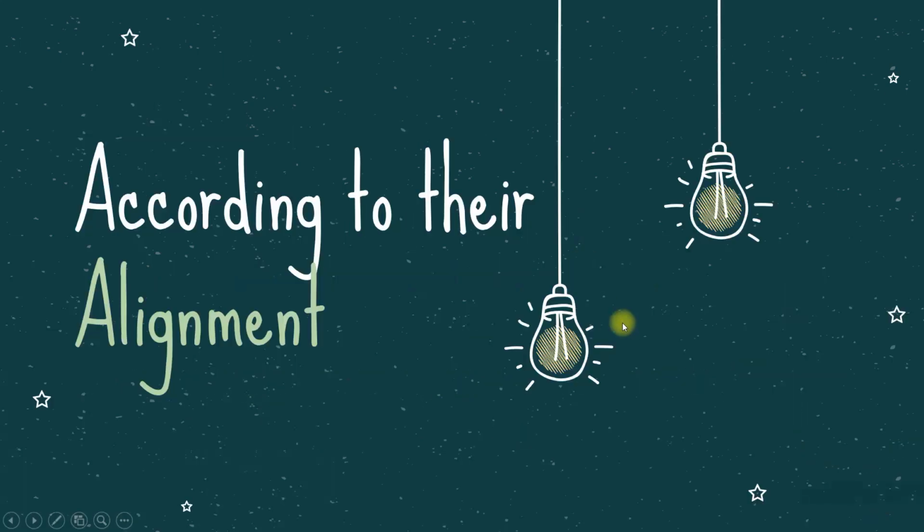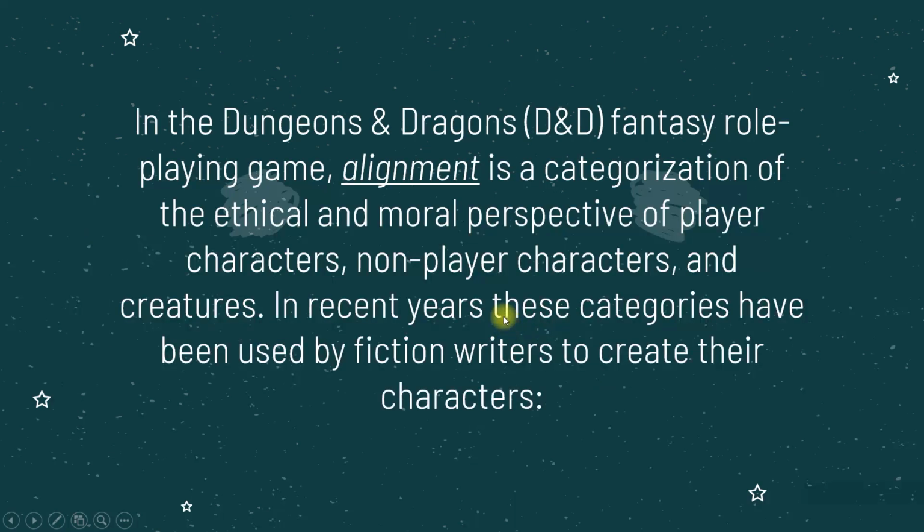Okay? So, next we have, so this is my favorite part of this lesson to discuss. Types of characters according to their alignment. So, types of characters according to their alignment, we have 9 alignments. But first, let me discuss what alignment is.